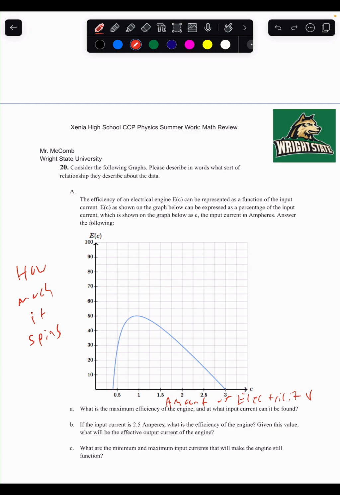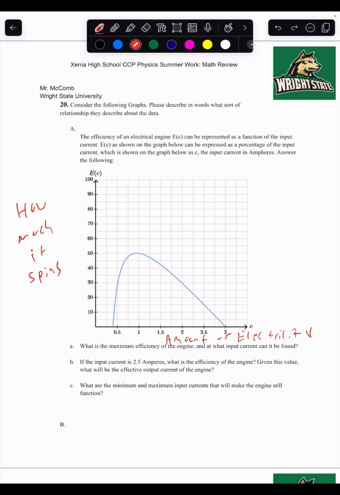Okay, so maximum efficiency of the engine and at what input current it can be found is pretty easy. I'm looking for maximum efficiency. This is the efficiency, my y-axis. So where's my y-axis highest? It's going to be here. So maximum efficiency is going to be 50, looks like. And at what input current can it be found? Well, 50 is here at about 1, right? Yeah, it's like here. I'll call it 1.